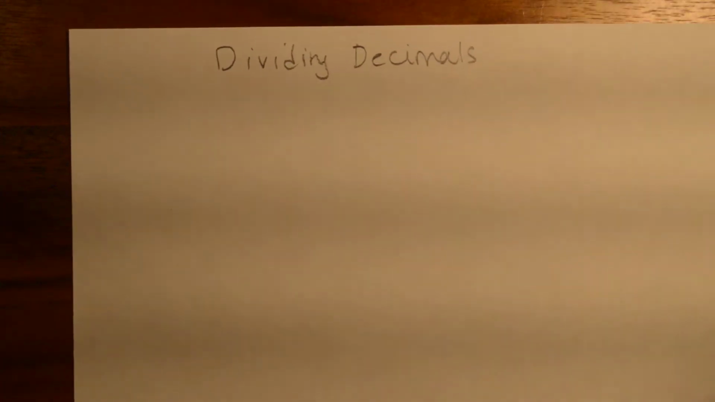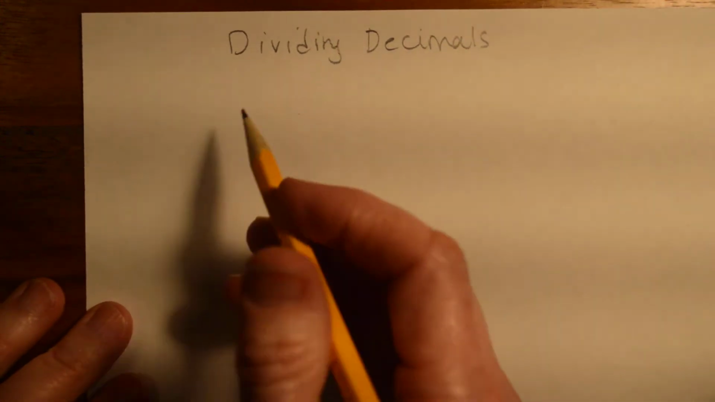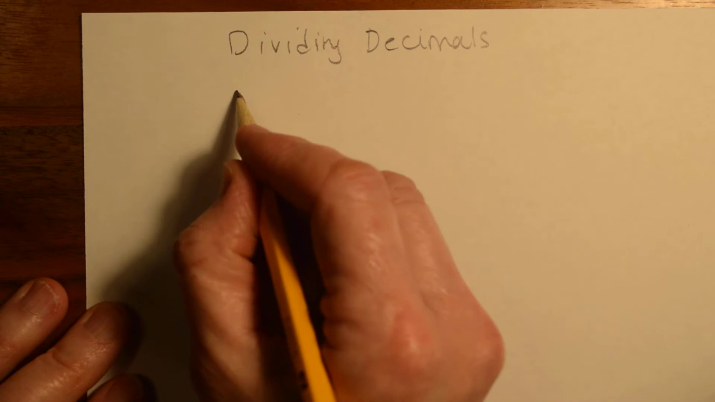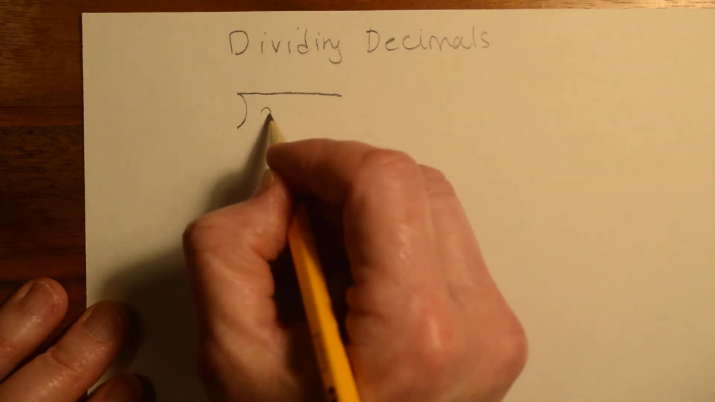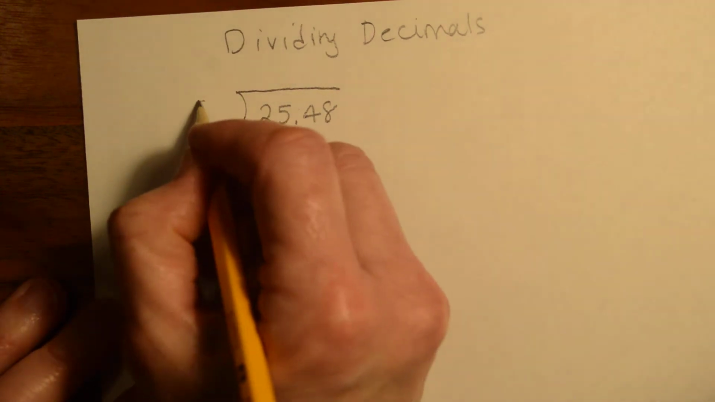Okay, we're going to talk about dividing decimals. I have 3 problems. We'll do 2 together and then I want you to try the last one. So the first problem that we're going to do is 25.48 divided by 5.2.